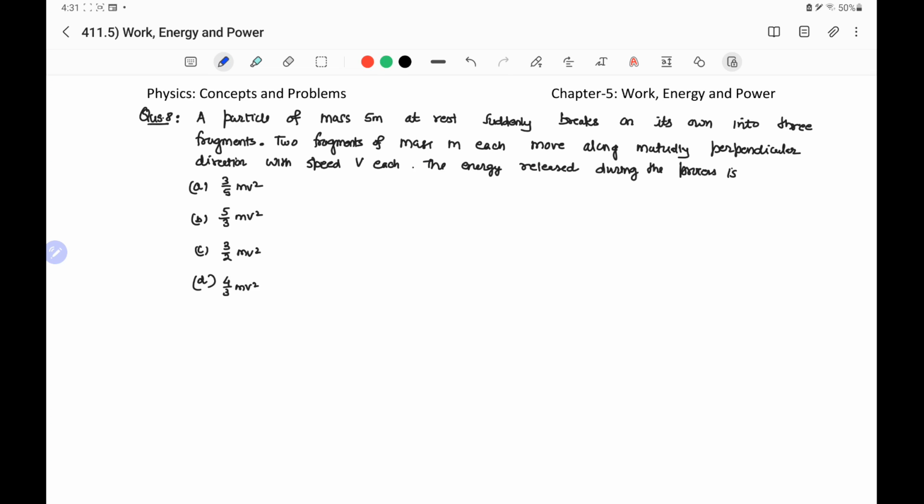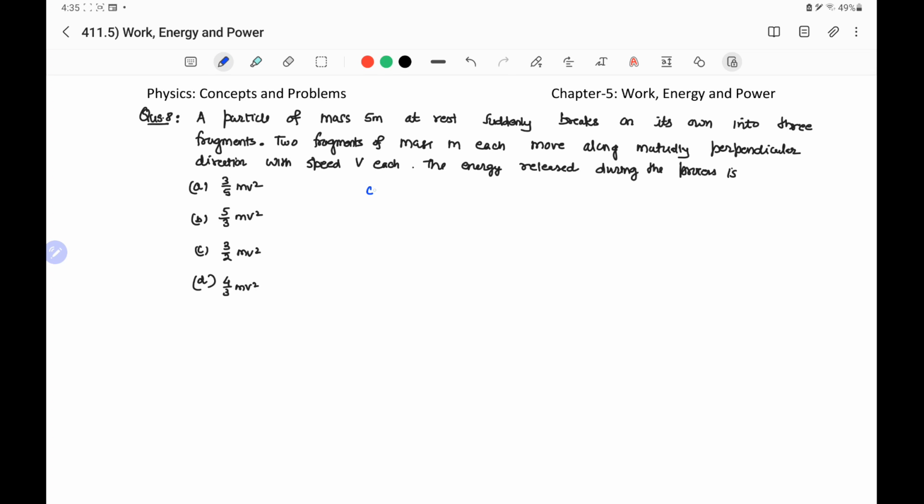Eighth question is, a particle of mass 5m at rest suddenly breaks into three fragments. Two fragments of mass m each move along mutually perpendicular directions with the speed v each. The energy released during the process is, and options are 3 by 5 mv square, 5 by 3 mv square, 3 by 2 mv square, or 4 by 3 mv square.